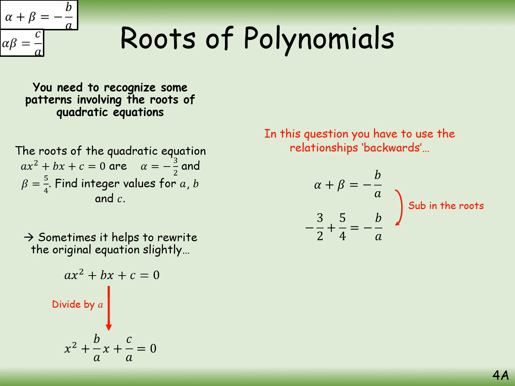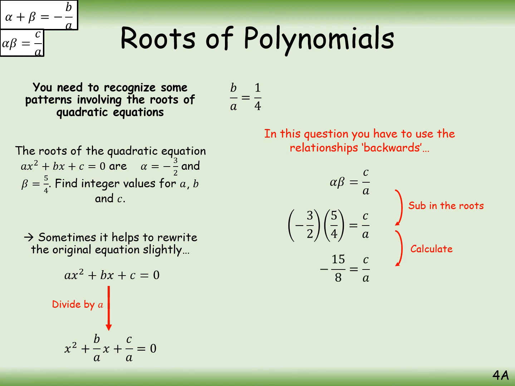If we substitute these values in, alpha and beta, and we add the fractions, we see a minus quarter is equal to minus b over a, which when we multiply, we simply get b over a equals a quarter. So now alpha beta is c over a. So if we multiply minus 3 over 2 and 5 over 4, we get minus 15 over 8 equal to c over a.